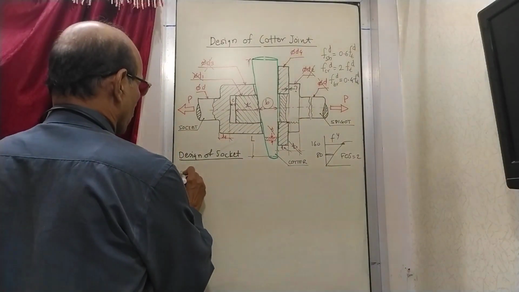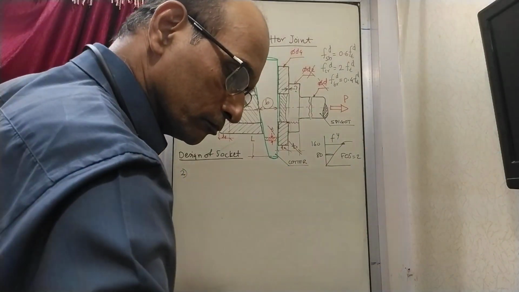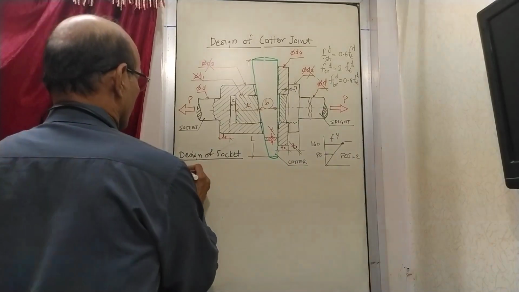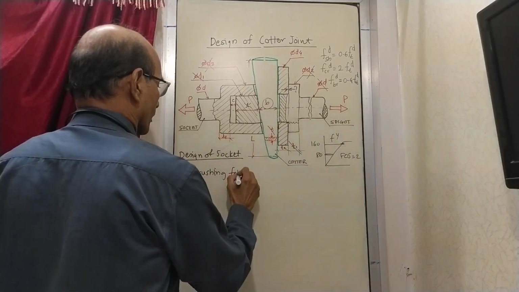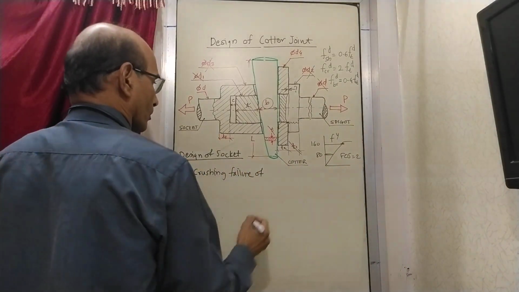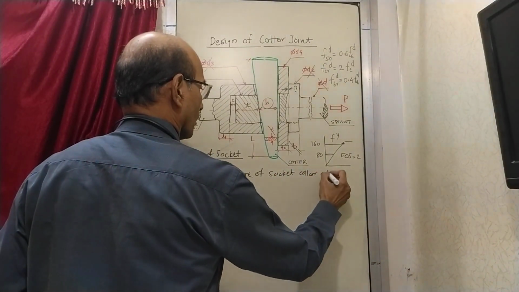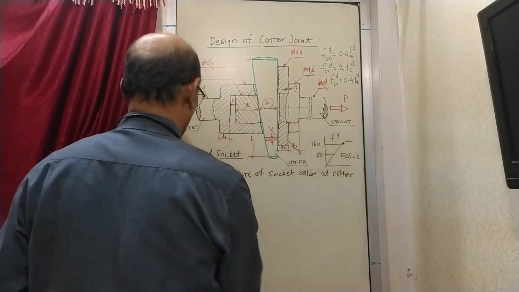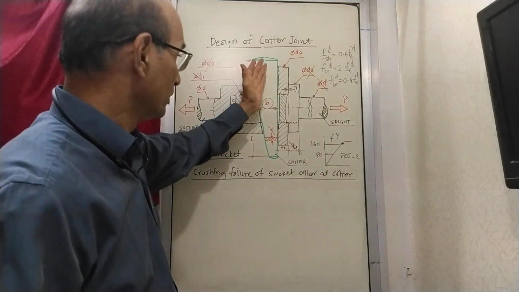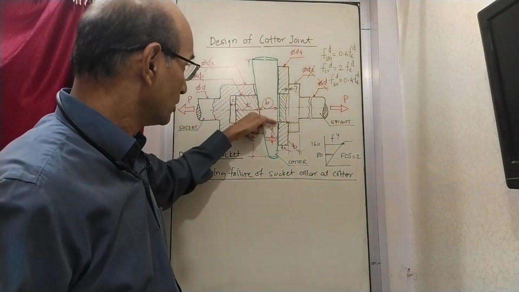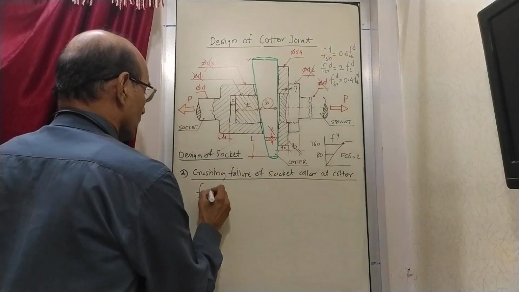Okay, so crushing failure of the socket collar is a crushing of the collar of the socket across the cotter. So we are talking about this resisting area. We first write the equation for crushing stress.